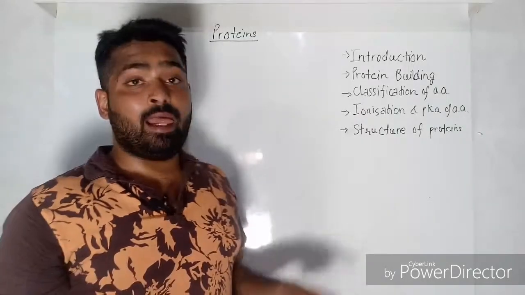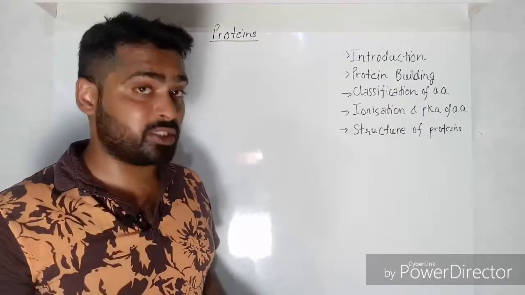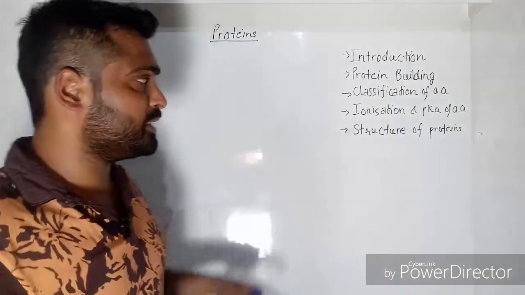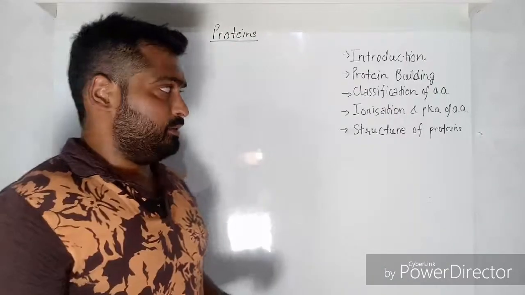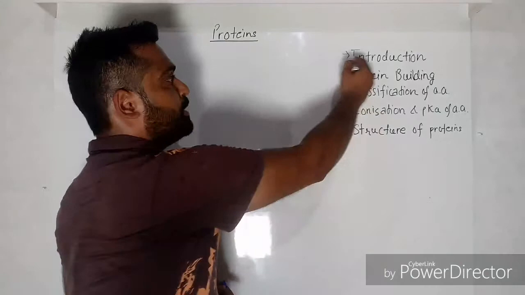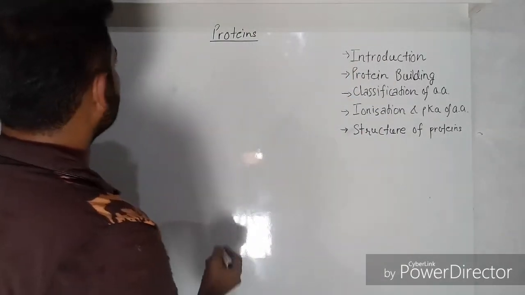And then finally the structures of the proteins, and there are basically four types of structures: the primary structure, secondary structure, and tertiary, and the fourth one is the quaternary structure. In this video we are going to discuss the introductory part of the proteins. So what are proteins? We start with these questions.